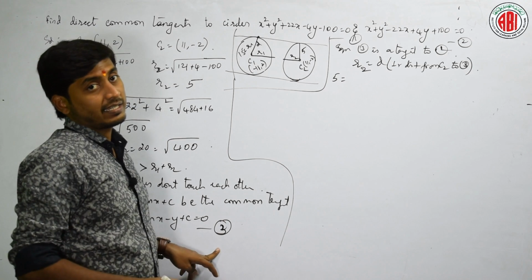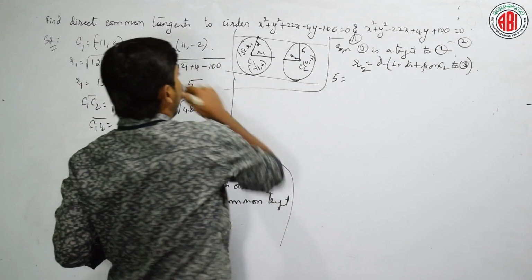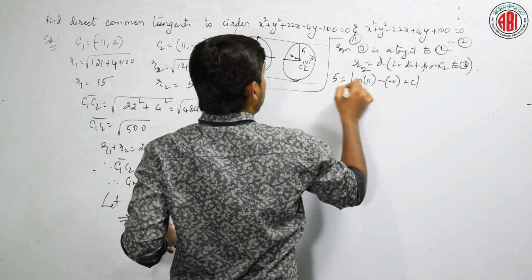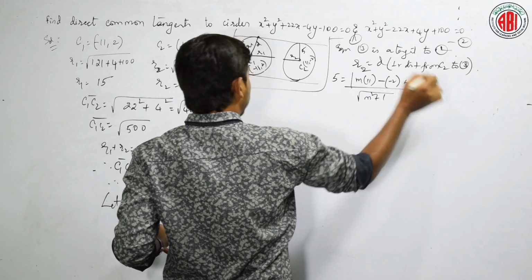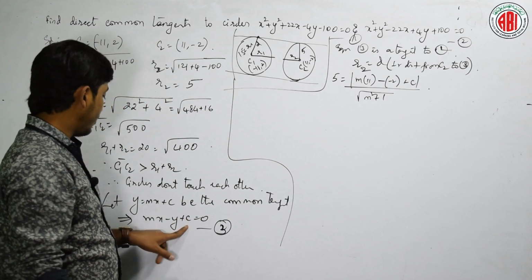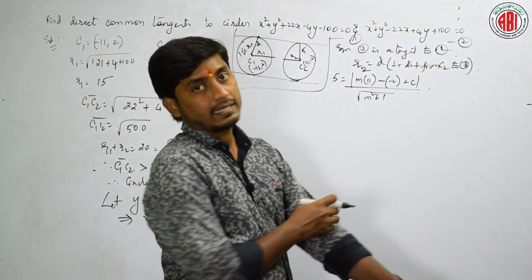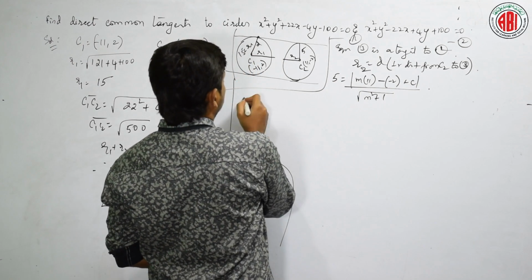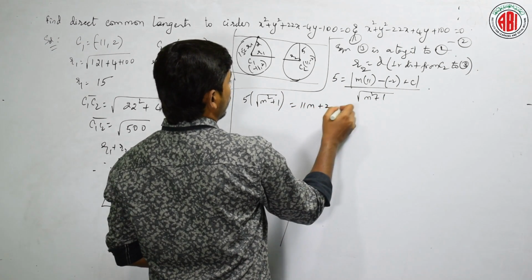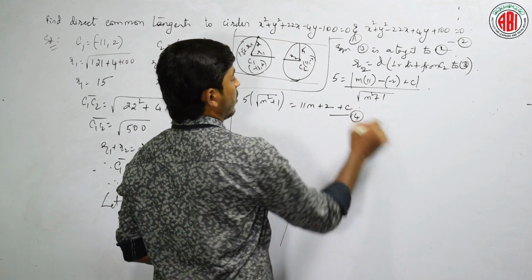Yes, what is the perpendicular distance? It is mod of (ax1 plus by1 plus c) by under root of a square plus b square, isn't it? So, m into 11 minus (minus 2) plus c, by under root m square plus 1. The equation here is mx minus y plus c equal to 0, right? So, let us simplify this. What do we get? 5 into under root m square plus 1 is equal to 11m plus 2 plus c. Yes, let us take it as equation number 4.